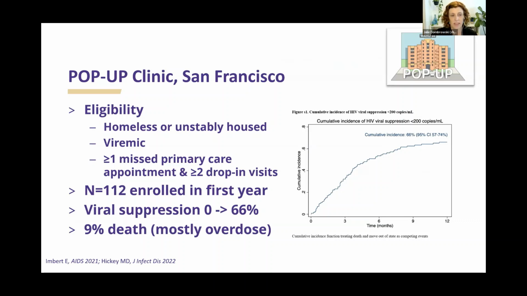They looked at the first 112 patients enrolled, in the first year, and viral suppression increased from 0 to 66% in that group. Notably, 9% of people died in that first year, and that was primarily due to overdose.